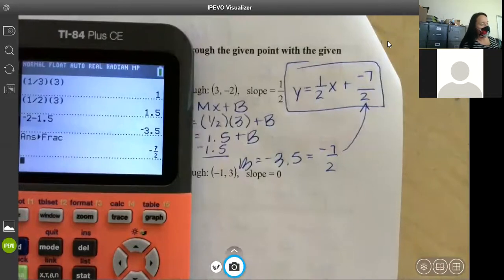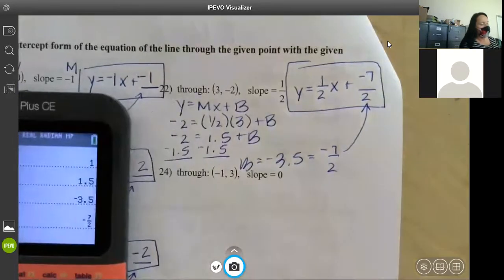One more and we'll stop. Okay, don't forget if you get 2 points, you can graph them.